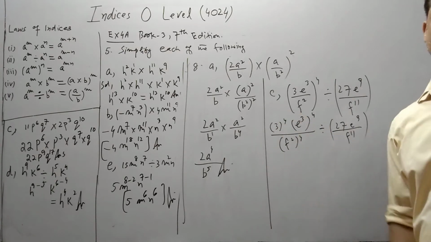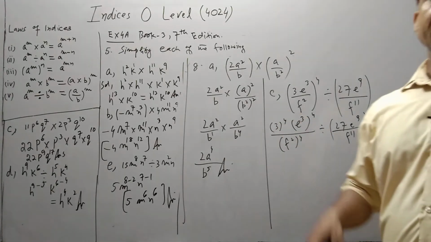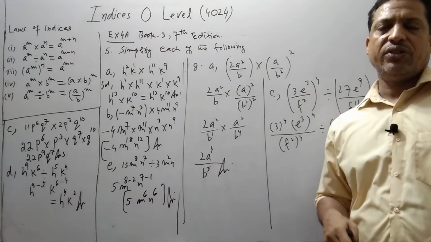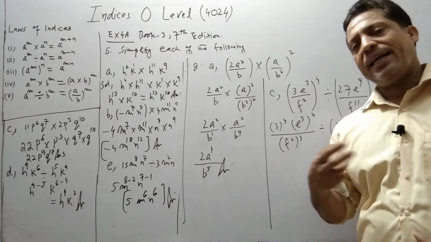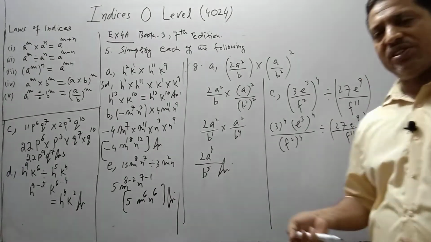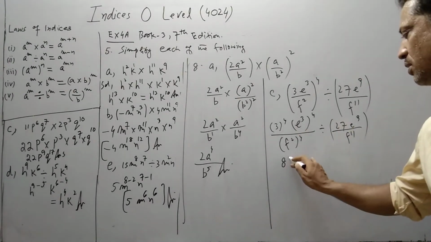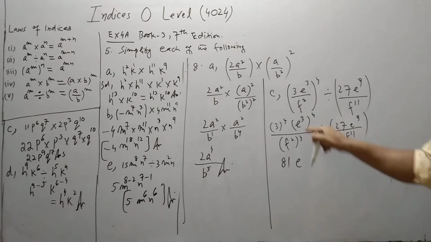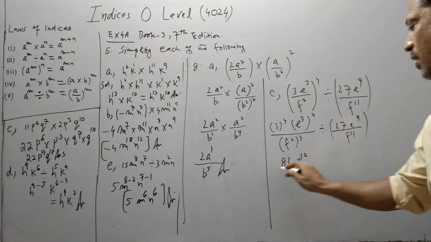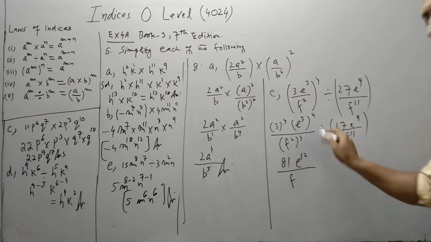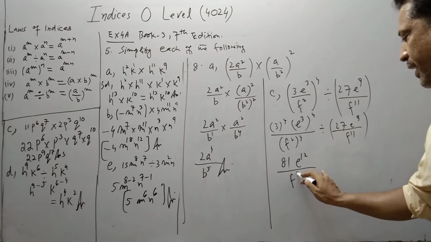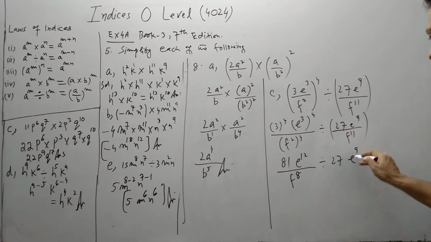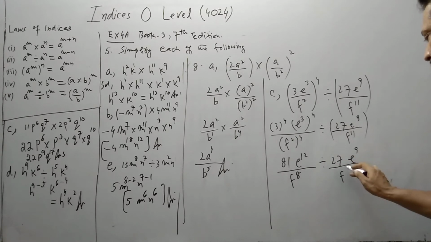3 to the power 4 is 3 into 3 into 3 into 3. 3 3s are 9. 9 3s are 27. 27 3s are 81. So the answer is 81. For e, power to the power is always multiply. 3 4s are 12. For f, power to the power is multiplied. 2 4s are 8, divided by 27 e^9 upon f^11.